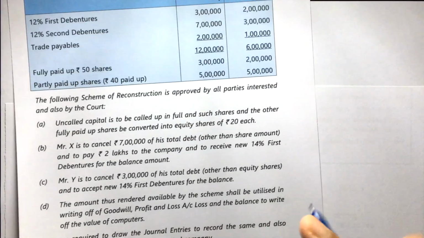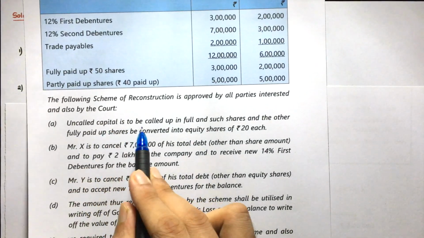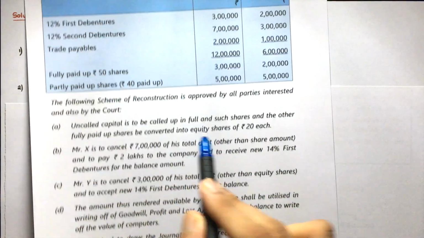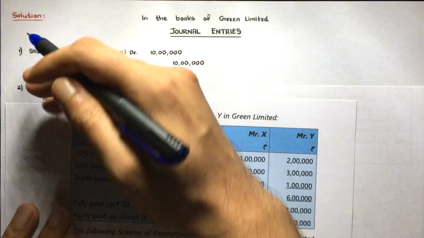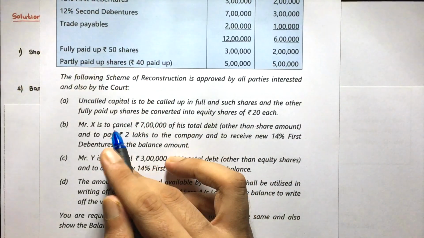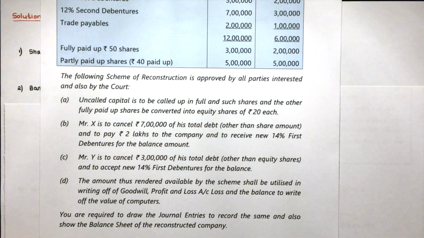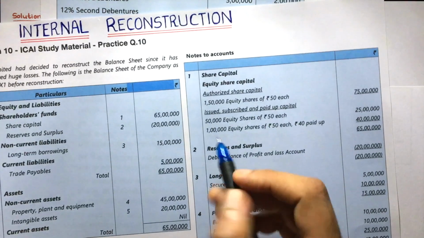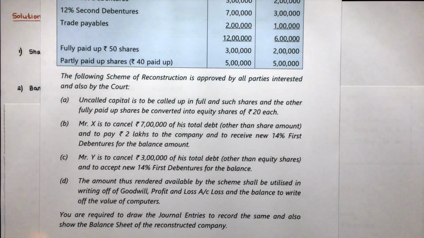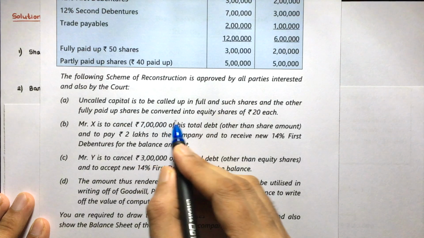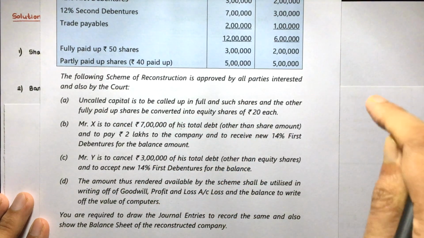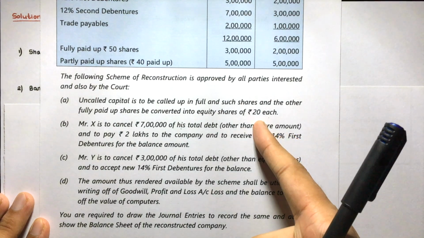Then they are saying in the same adjustment, uncalled capital is to be called up in full. Yes, we did that. And such shares, meaning what we did just now, they are referring to that 1 lakh shares and the other fully paid up shares. Other fully paid up shares means 50,000 shares which were fully paid up from the beginning. They are talking about both over here. Be converted into equity shares of rupees 20 each. Their face value is 50 currently. We have to reduce that to 20.